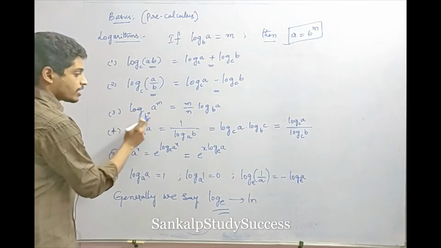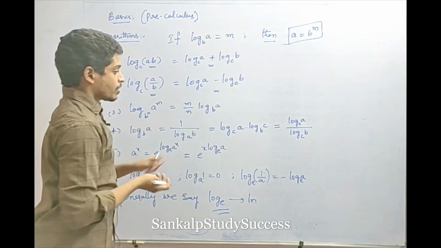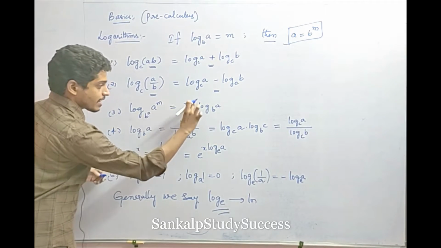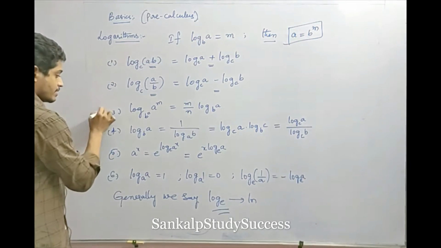Right, next one, log a power m to the base b power n is equal to m by n log a to the base b. Log a to the base b is exactly here. These two powers came as a division in front of the logarithm, right? So this is a very important formula.